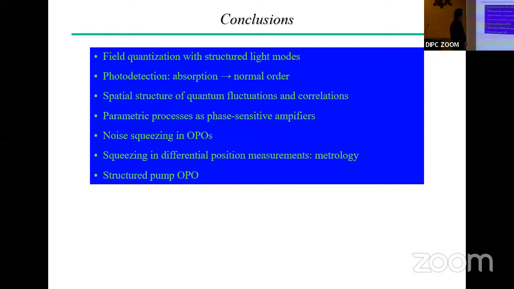I hope that in these two talks, I could give you some useful information about how to incorporate the ideas of structured light into the quantum optics domain and vice versa. Essentially, in the two talks, we talked about field quantization and structured light modes. I mentioned the relevance and importance of photon detection as an absorption mechanism that gives rise to normal order. And this somehow limits the type of information that we can get from the optical beam. Then we defined how to characterize quantum fluctuations and correlations within the spatial structure.